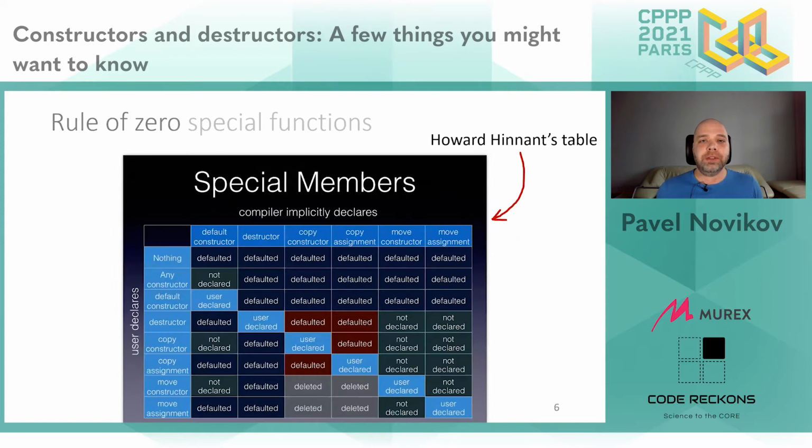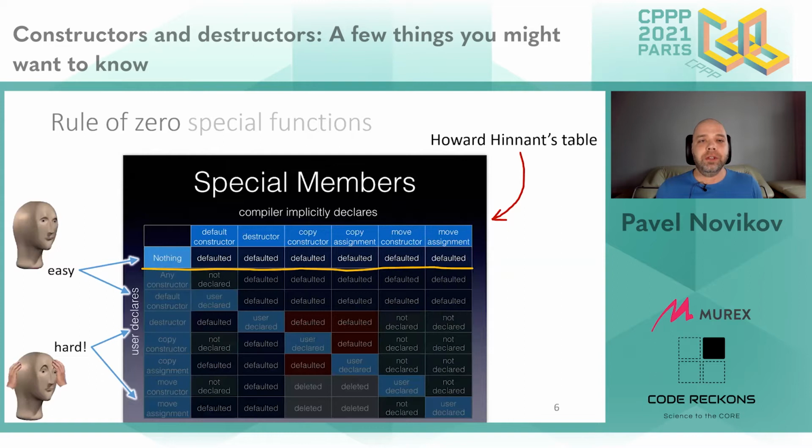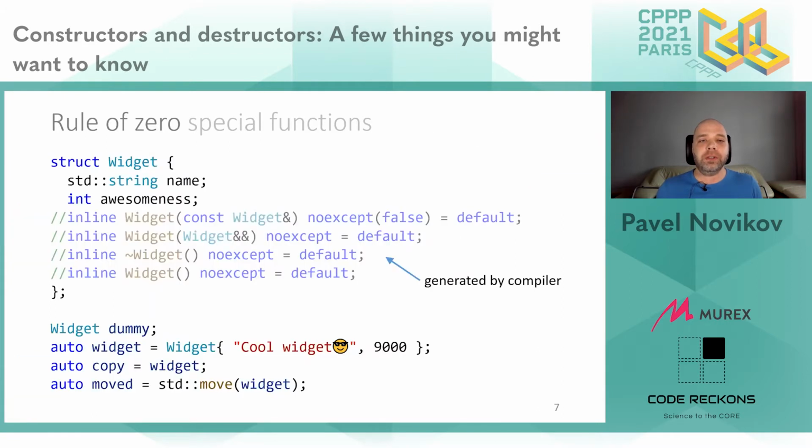And so let's look at Howard Hinnant's table that is very handy for our purpose. And here we see the 3 easy cases, and the rest of them are hard. The rule of 0 is the first row where we define nothing, no special functions, and everything is defaulted by the compiler. In our case, the compiler will generate all the necessary special functions for us, and so we can construct, copy, and move objects.